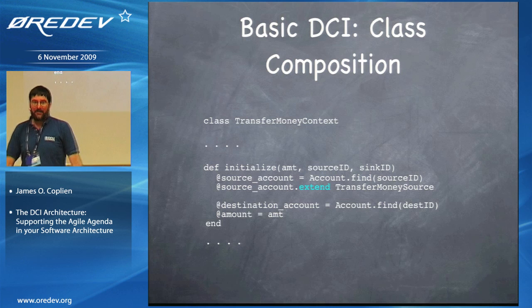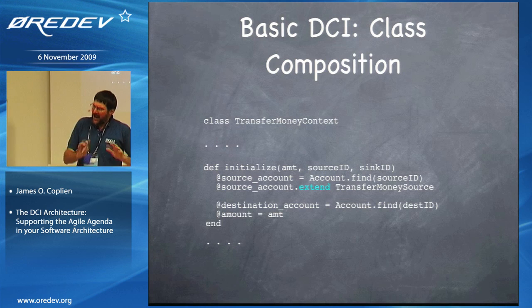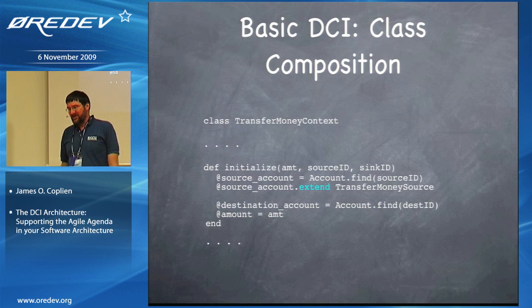This is class composition. Now, actually in Ruby, it isn't quite class composition. This actually happens on an instance by instance basis. In Scala, it's anonymous class composition. In C++, it really is class composition. And the common word for this is something called a trait.